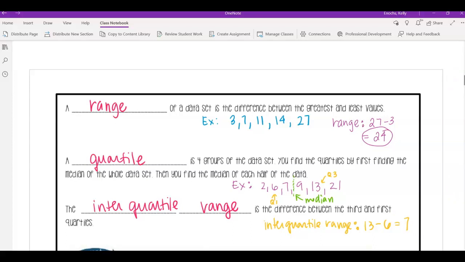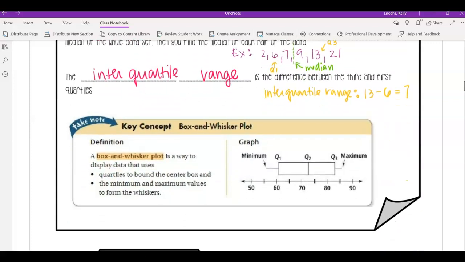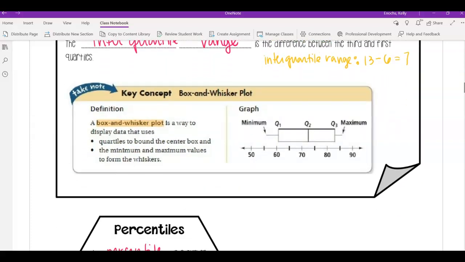So one of the other things you can do with your data set is make a box and whisker plot. We are not actually going to make box and whisker plots, but I wanted to make sure you saw them and knew where to find those quartiles on there. You could have to look at a box and whisker plot in the future.